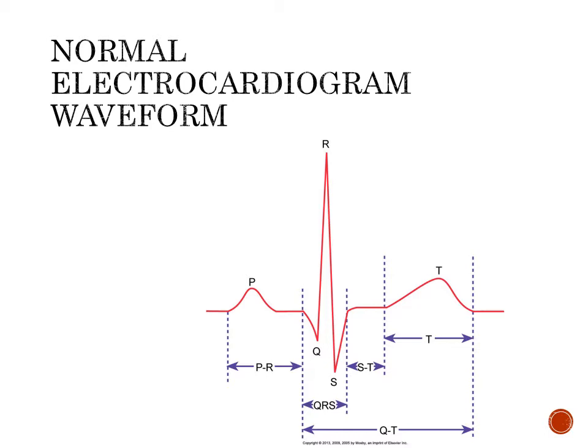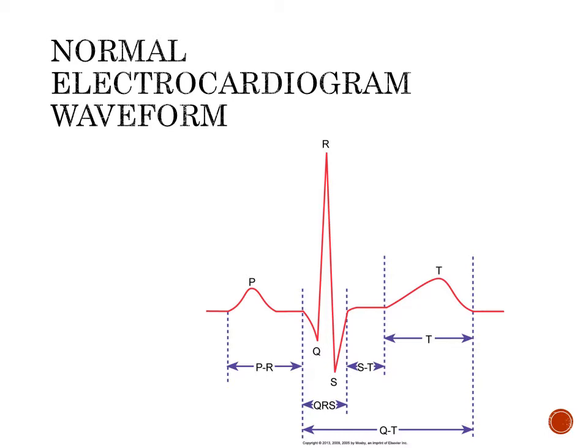So the P wave represents electrical conduction through both atria. Then you have the PR interval, which represents the impulse travel time from the AV node to the bundle of His and Purkinje fibers. The normal length of the PR interval is anywhere from 0.12 to 0.20 seconds. Anything greater than that usually means there's some kind of dysrhythmia going on.